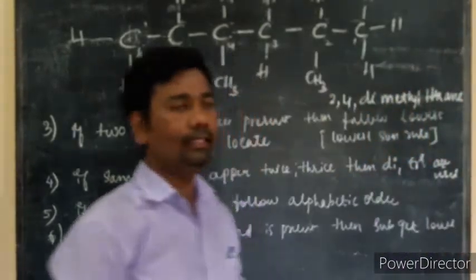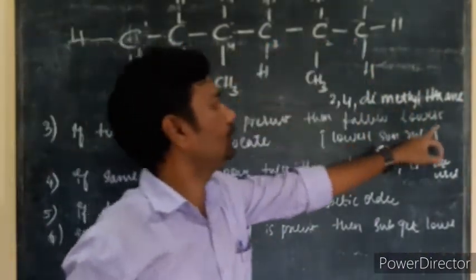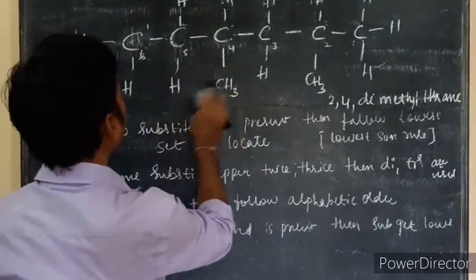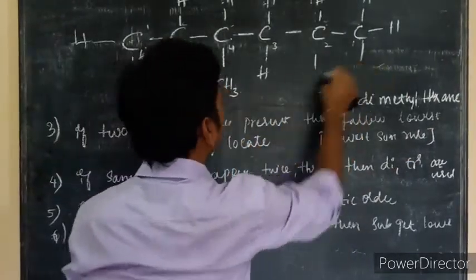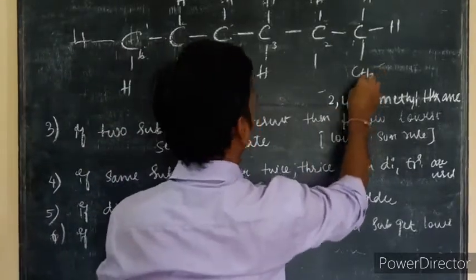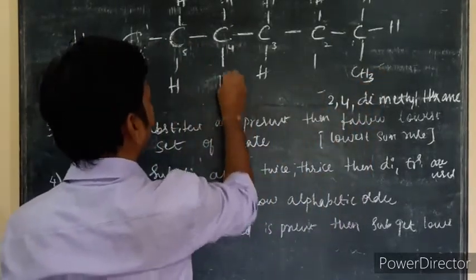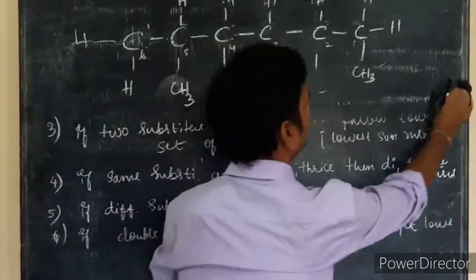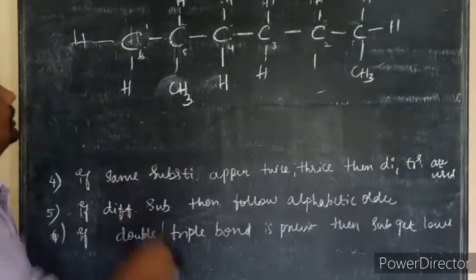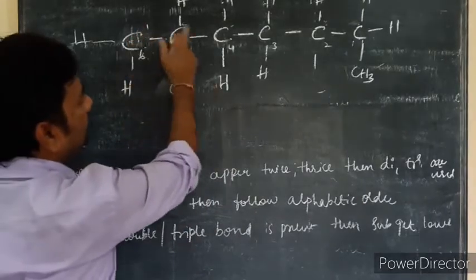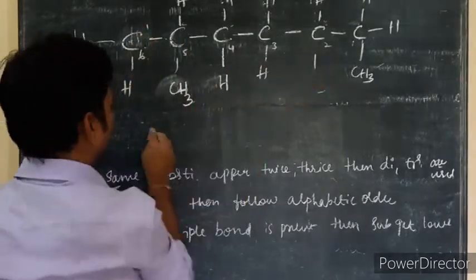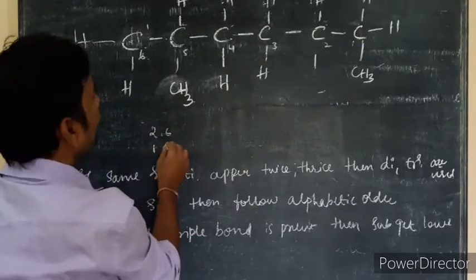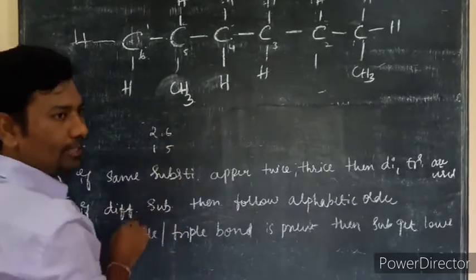Hexane. All are single bonds, so it should be hexane. For example, if you name this 1, 2, so 2 and 6, you will get this. If you make it 1 and 5, you will get this. So which one do you have to select?